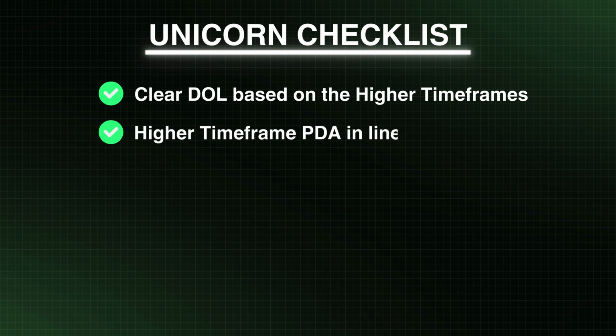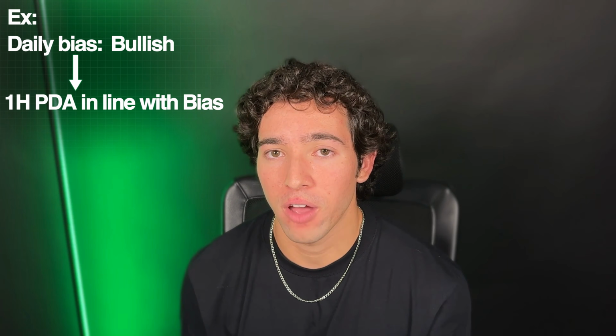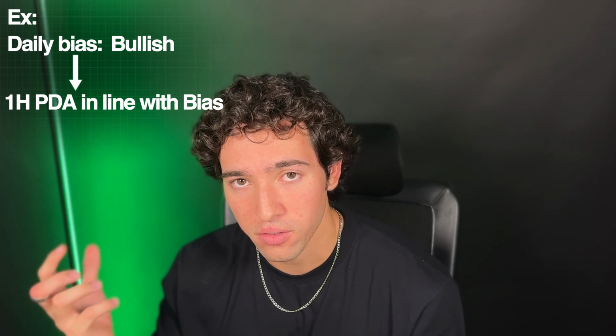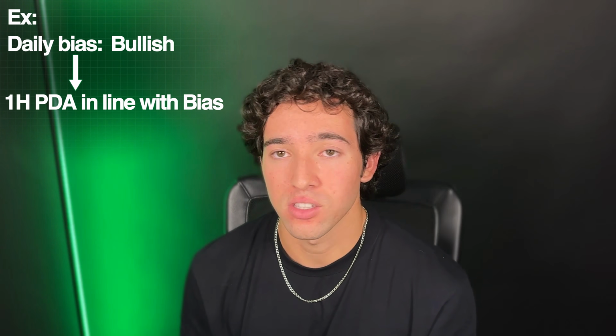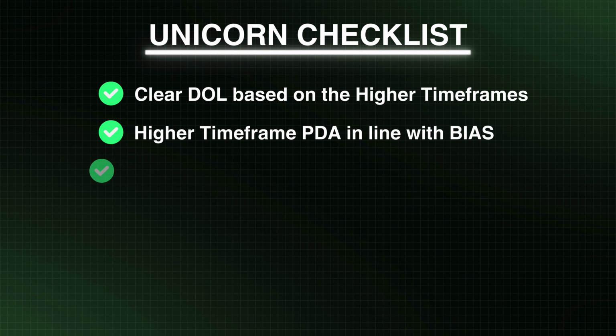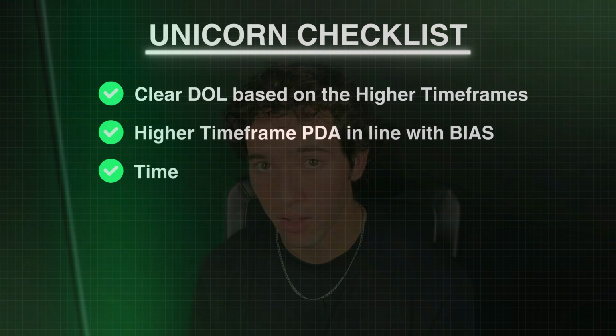Second, you want to have a higher time frame PD array in line with that bias, right? So for example, you're bullish, you want to have a 1 hour fair value gap that is also a bullish fair value gap, and take that as long as it aligns with time, right? That's the third point. You want to have time aligned with that unicorn entry function. This means that unicorn must be formed in London session or New York session.